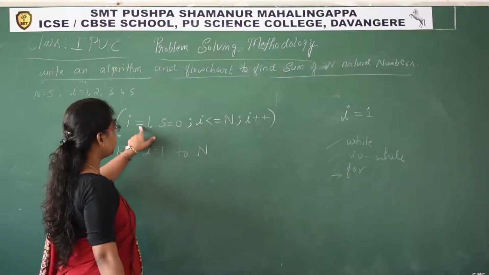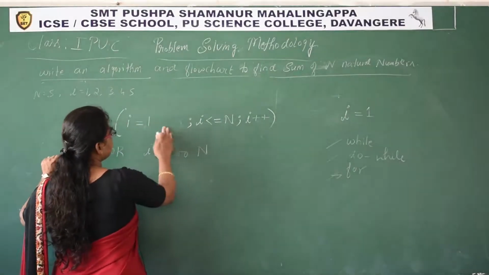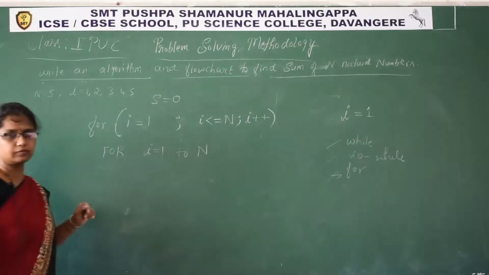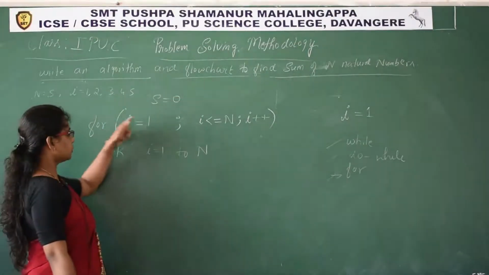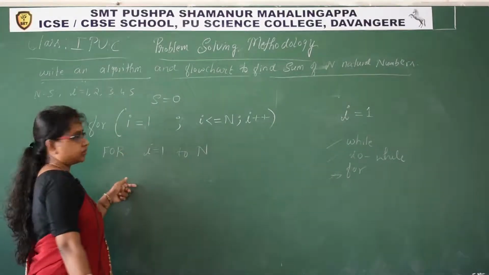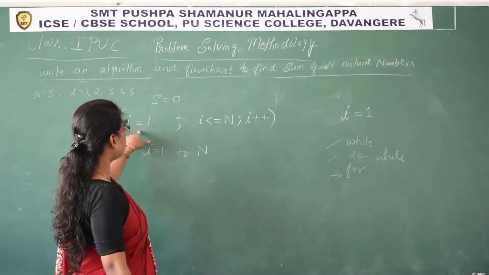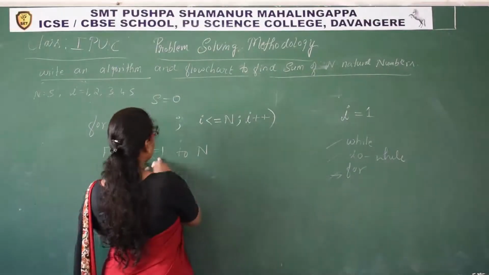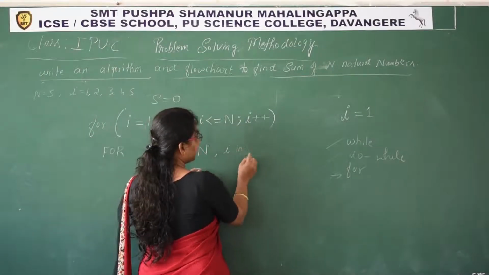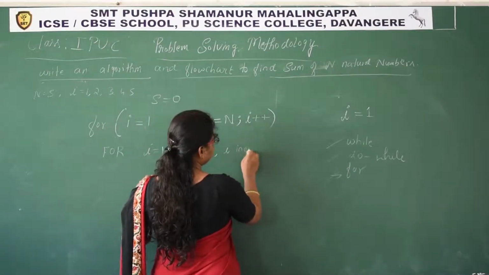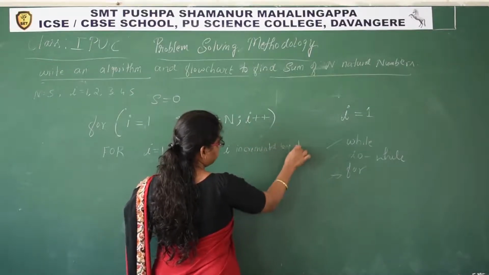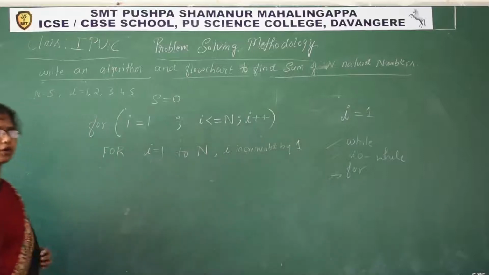I has to start from 1, or you can take this s is equal to 0 before the loop. ಇಲ್ಲೇ ತಗೋಬಹುದು, s is equal to 0. Who controls the loop here? I value. I controls the loop. So that's why I have taken I here. Now I is equal to 1 to n. Every time I is incremented by 1. So in this way you have to write in algorithm.